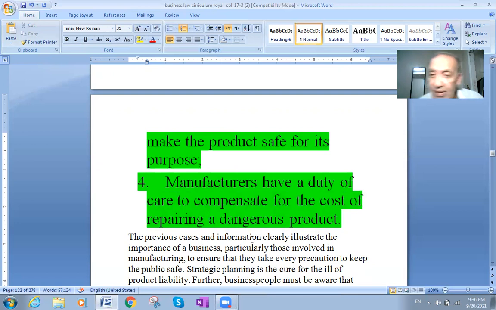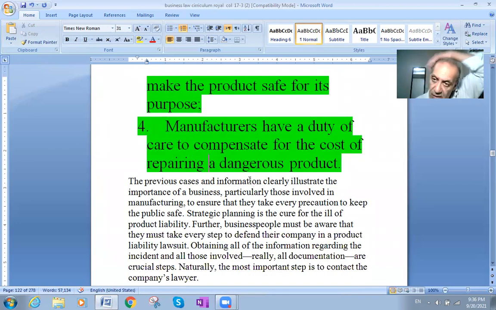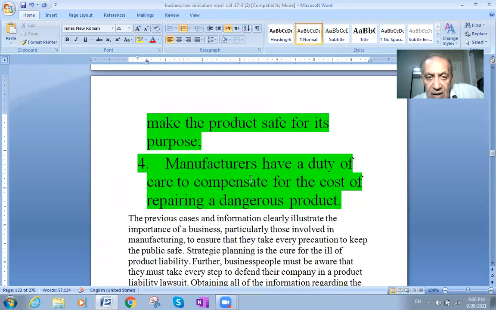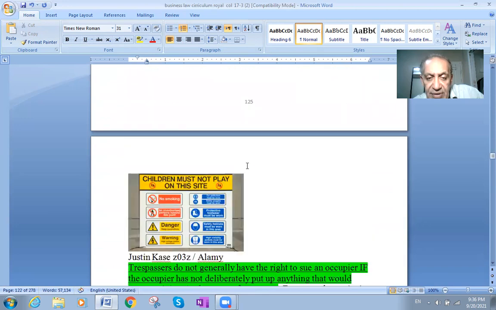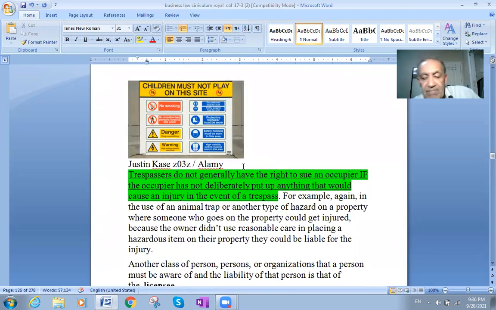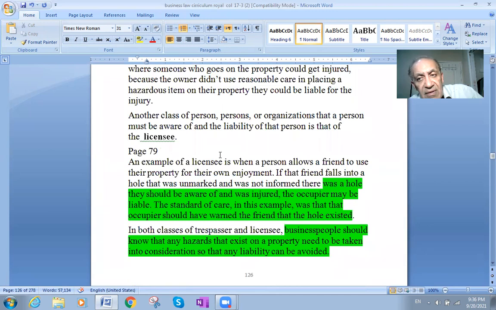All those are regarding the duty of care to avoid the tort in tort law, and to create a kind of duty of care which will help to reduce the risk.